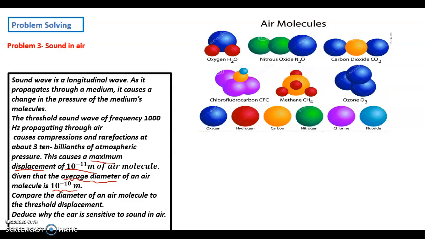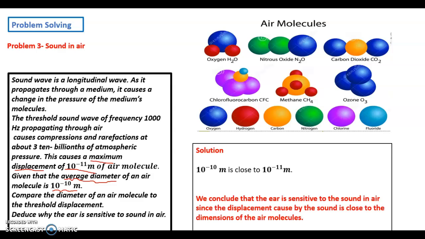However, in this case, when a 10 power minus 10 meter molecule is displaced by 10 power minus 11 meter, this is detectable by the air molecules. So we say that 10 power minus 10 is close to 10 power minus 11 meter. We conclude that the ear is sensitive to the sound in air since the displacement caused by the sound is close to the dimensions of the air molecules.